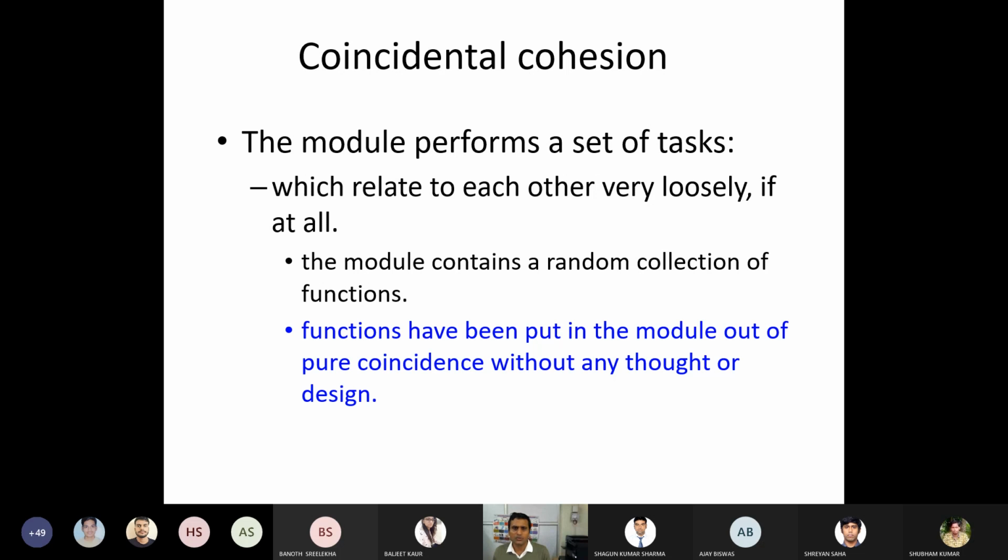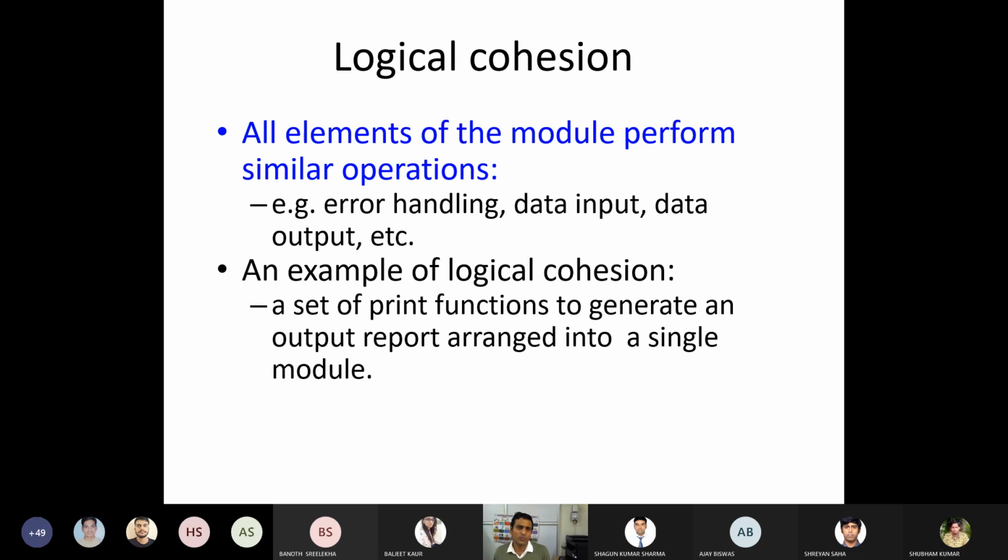But if it is logical cohesion, then as part of a particular module, whatever functions or elements you have always perform some similar operations. Let's say, for example, you have a certain number of printing functions. The printing functions print reports from some specific tasks as part of a module. If there are three different tasks, for each of the tasks your print function is going to print the report.